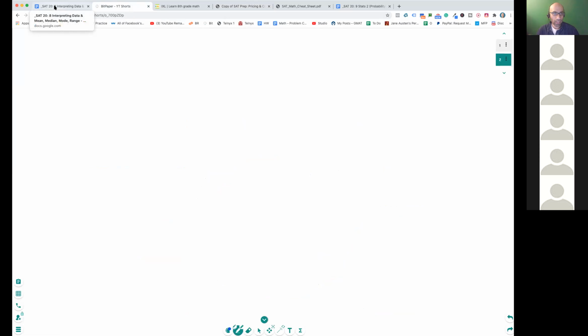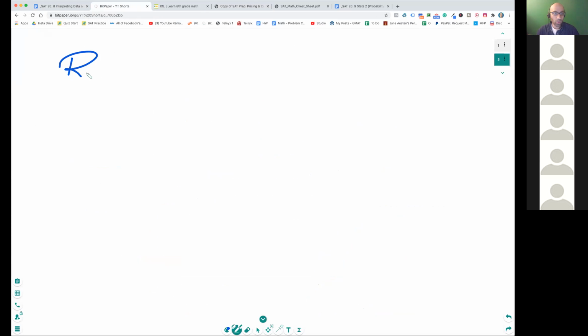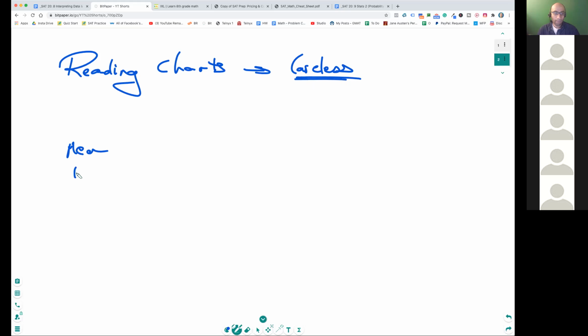So now let's start with the topic. First we're going to do reading charts. Reading charts is super easy, but I've seen many people make lots of careless errors. And then after that, we're going to do mean, median, and range. Hardly ever any questions are asked on mode, but you've got mean, median, range. We're going to understand this. Maybe if we have time, I'll also do standard deviation, which is also an important topic.